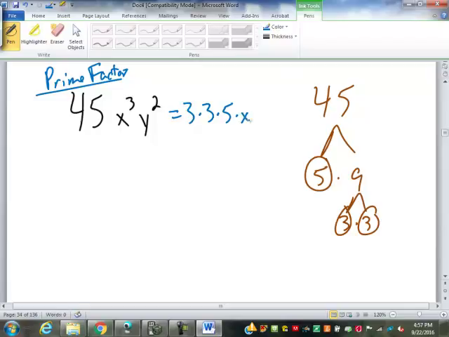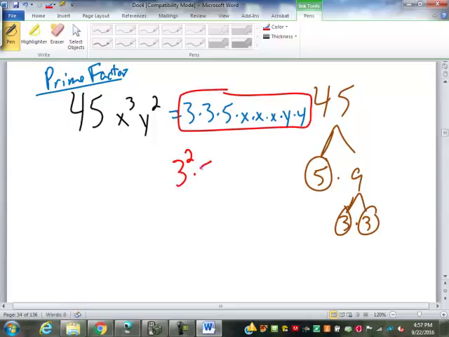X to the third is x times x times x. Y squared is y times y. So this is written out as individual factors. If I wanted to put it in that power form or exponential form, it'd be 3 squared times 5 times x to the third times y squared. Either one of those is acceptable.